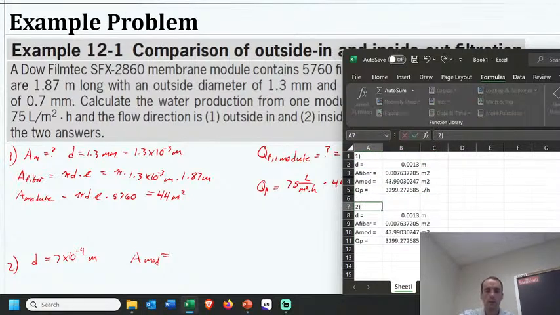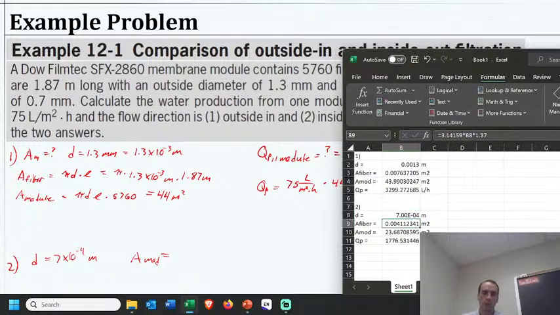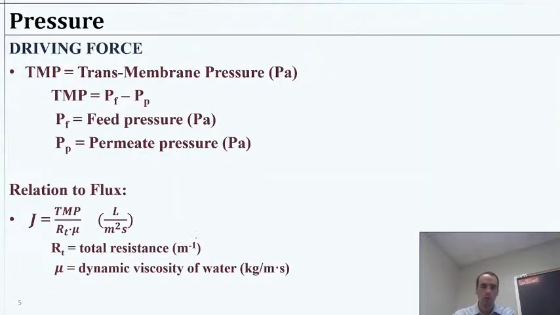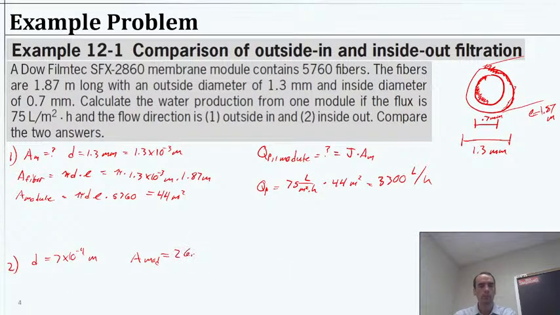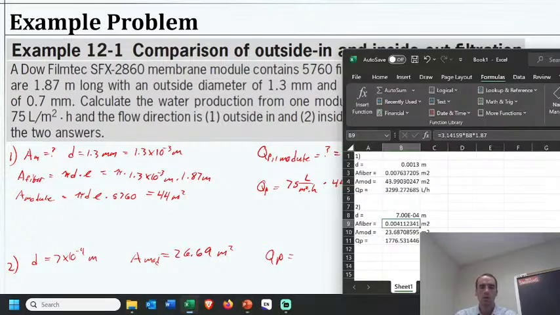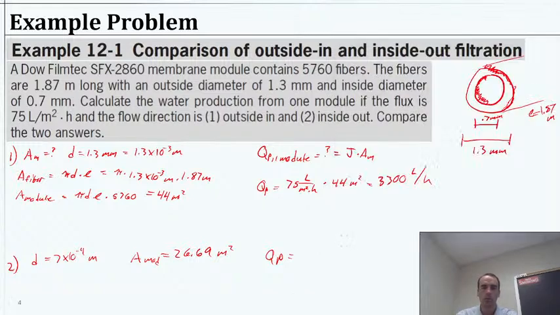We'll just repeat this and say, just update this to be 7 times 10 to the minus 4. So our area of the module should be 26.69 there. That means our QP came out to be 1776 or 77 liters per hour. Okay, so we have those two values then, and we are asked to compare them.